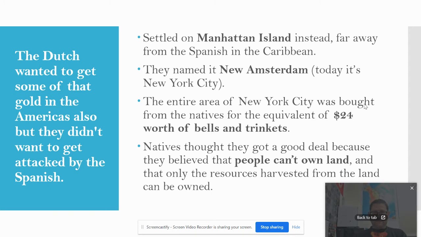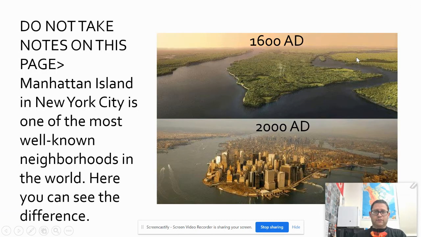Next slide. All right, definitely don't take notes on this page. I just want you to see this photograph. Well, the bottom one's a photograph. The top one is a computer generated vision of what it would have looked like in the past. This is Manhattan Island, where the Dutch landed and where the Dutch colonized, calling it New Amsterdam.